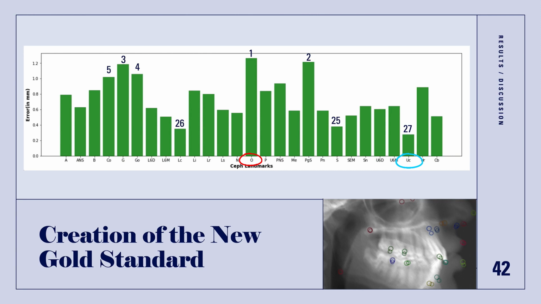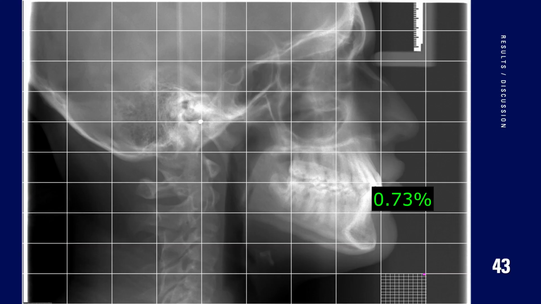In terms of the percentage, the average overall inter-observer error was found to be just 0.73%, which for perspective is depicted in the image area below by the tiny pink square at the bottom right side.